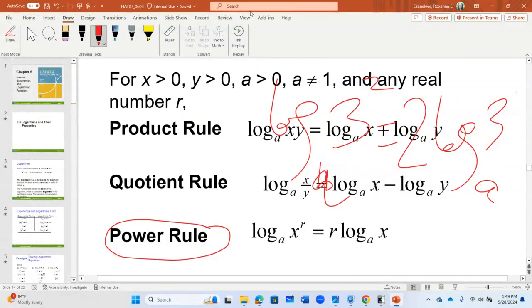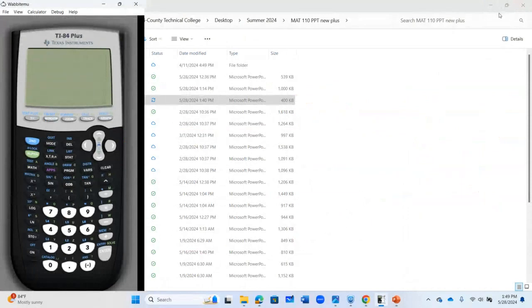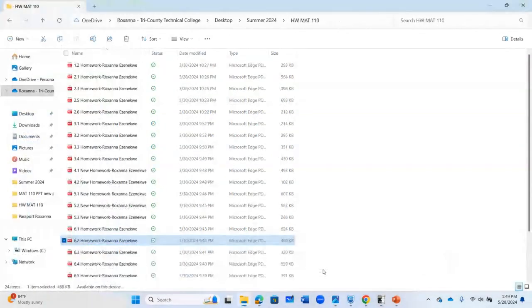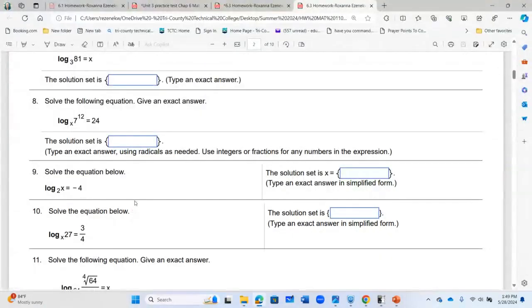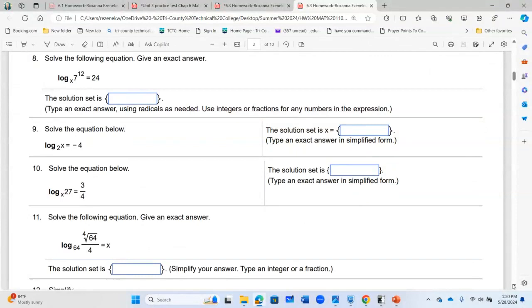So quickly, we are going to practice test 6.3 and homework. 6.3 is where we are now. Application of logarithm is what we're doing now. So let's go ahead and solve the problem. We can solve the logarithmic equation. Let's keep on solving the logarithmic equation.